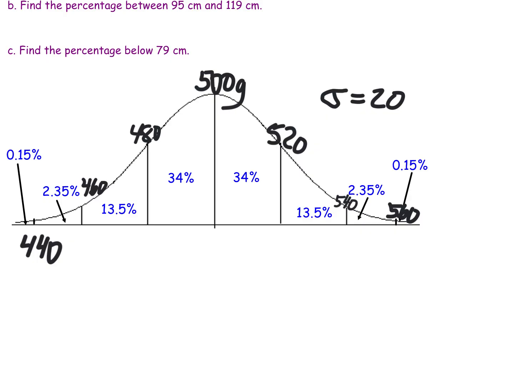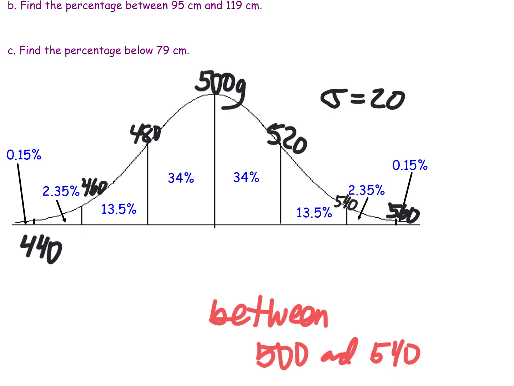All right, so here's my question. What percent of your meals were between 500 and 540? We'll give you this chart. What percent of meals, your meals, were between 500 grams and 540 grams?